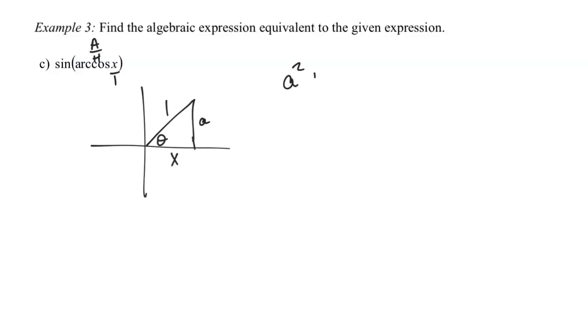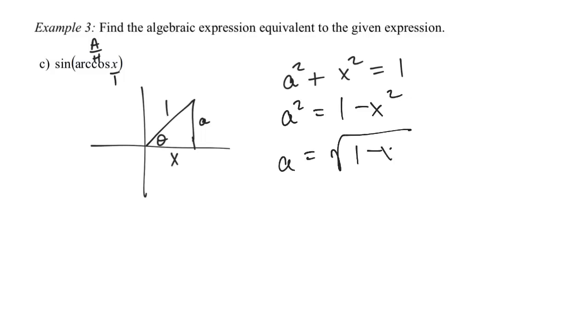So a squared plus x squared is equal to 1 squared, which is just 1. And I'm going to solve for a here. So a squared is equal to 1 minus x squared. And so therefore a is equal to the square root of 1 minus x squared. Now, as tempted as you're going to be to try to simplify that, let me just give you a heads up. That does not simplify. It's just the square root of 1 minus x squared, and that's it.